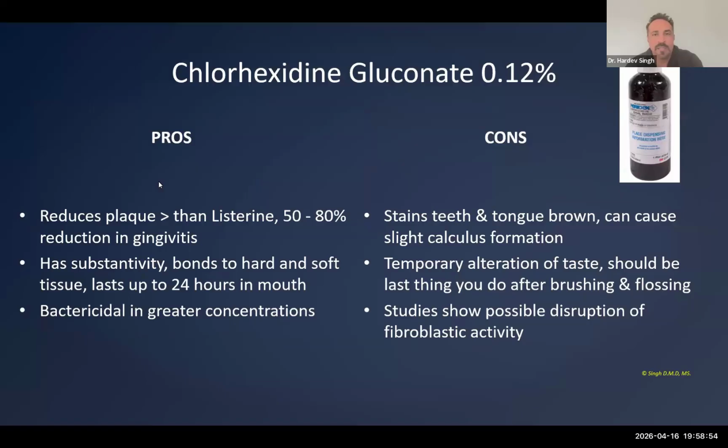However, Peridex does have some risks as well, and the one that we know about is the staining, and then it can cause additional calculus. But the one I care about is studies show that it disrupts fibroblastic activity. Fibroblasts produce collagen, and collagen is very important for the production of connective tissue and bone.